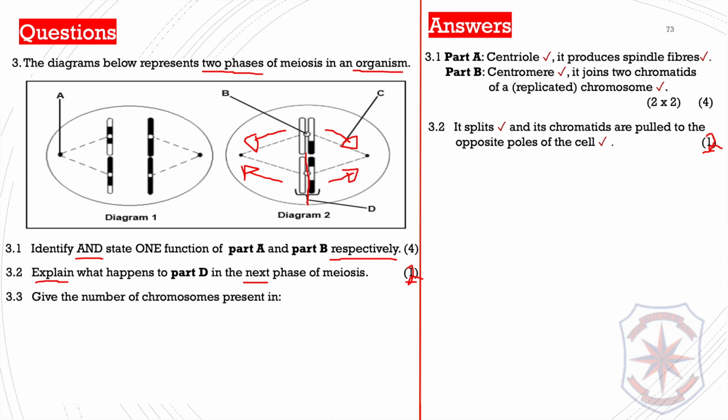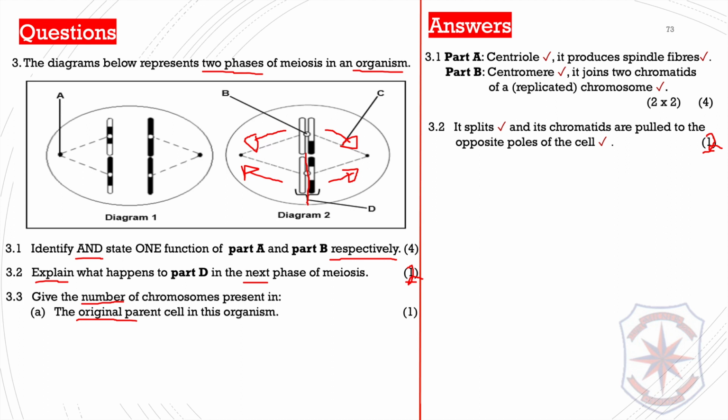The following question, sub-question A of question 3.3: give the number of chromosomes present in the original parent cell in this diagram. The original parent cell in this diagram. Remember, we don't want the pairs of chromosomes. We need the number of chromosomes. Remember what we said.